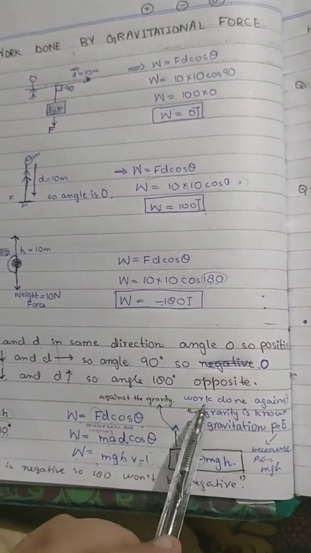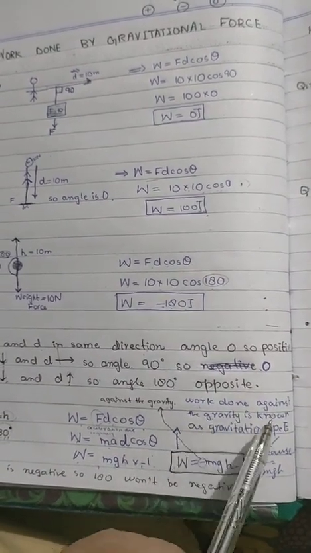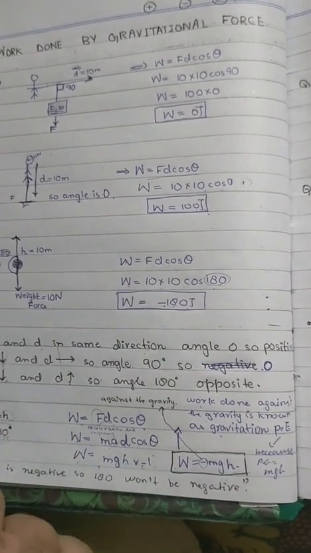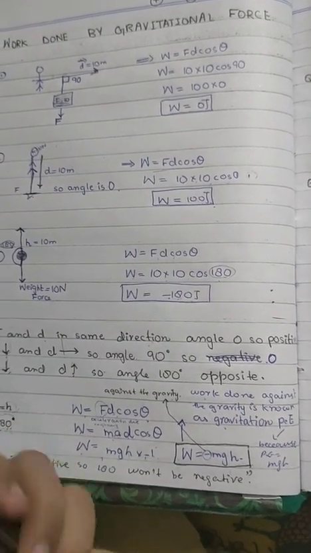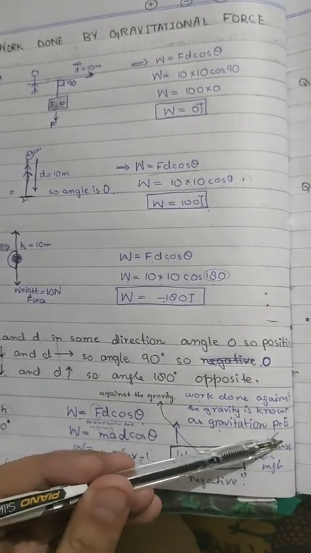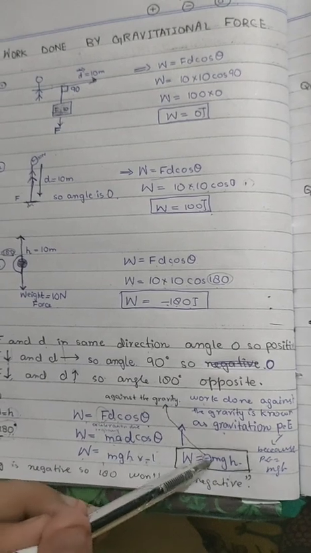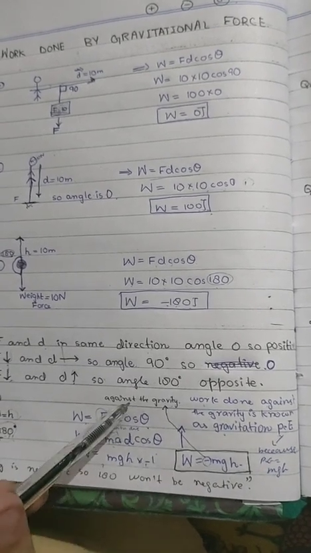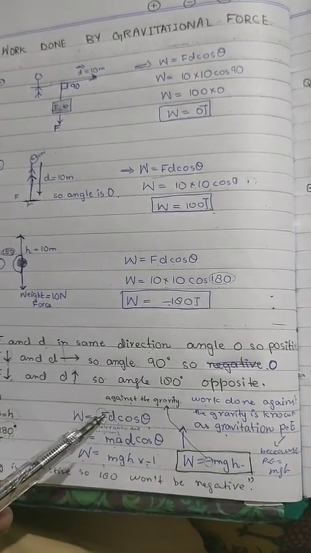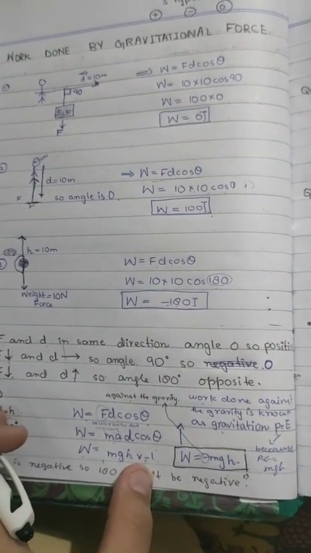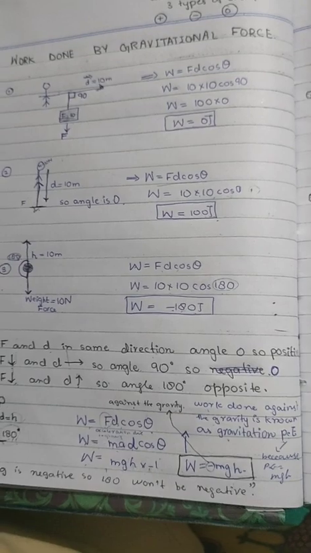Work done against gravity is known as gravitational potential energy. If any work is done against gravity, we call it gravitational potential energy, because potential energy is equal to mgh. So here we have negative work because this is against gravity. Okay, hopefully you get this. In the next video we'll be going through another topic. Bye bye.